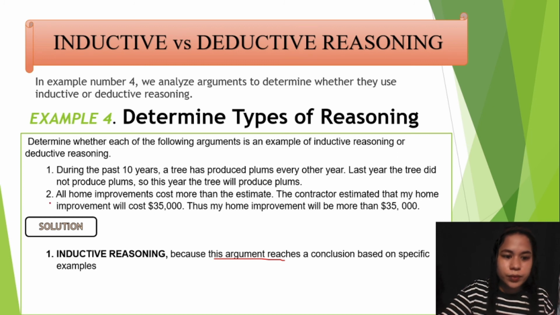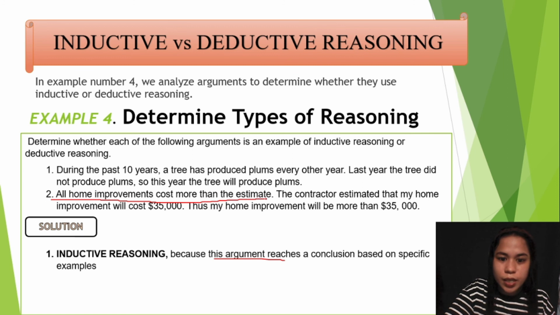Number 2, all home improvements cost more than the estimate. The contractor estimated that my home improvement will cost $35,000. Thus, my home improvement will be more than $35,000. Meaning, nauna yung general conclusion. All home improvement cost more than the estimate. So ito yung all home improvement cost more than the estimate.